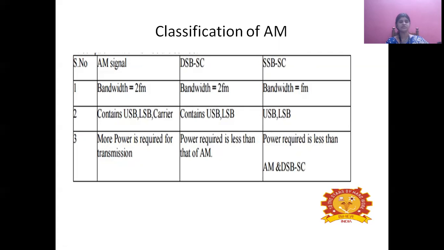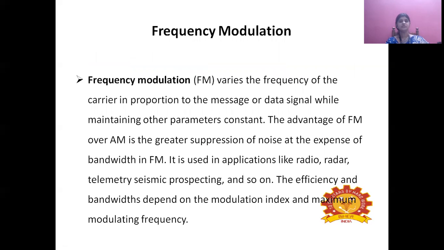So that is called vestigial. Okay. So this sideband is very useful in the transmission of the TV signals. So next comes the frequency modulation. So the frequency modulation varies the frequency of the carrier in proportion to the message or the data signal while maintaining other parameters constant.